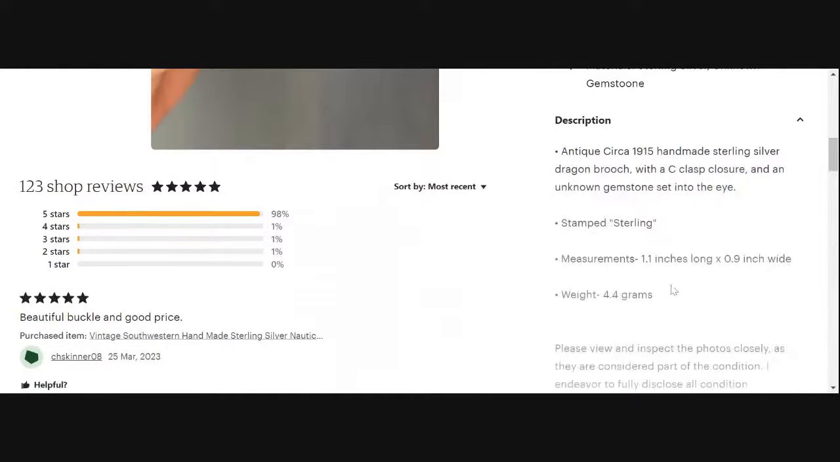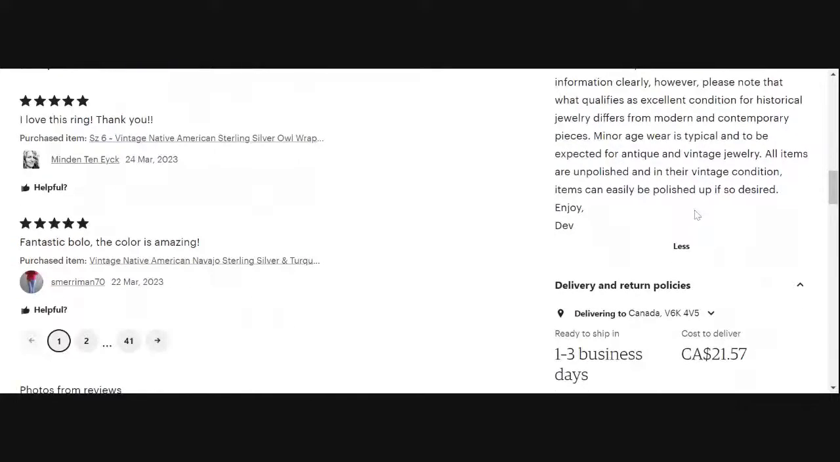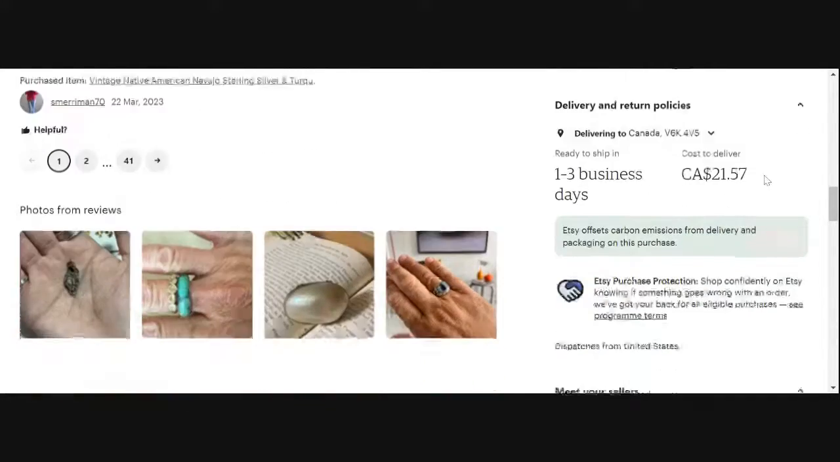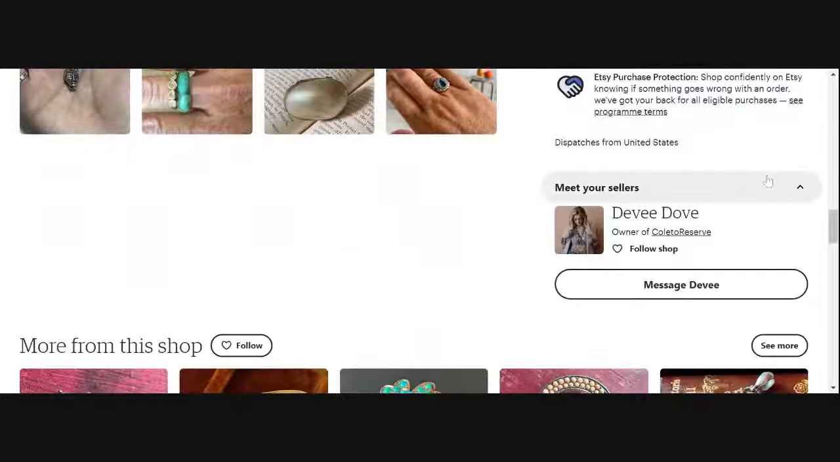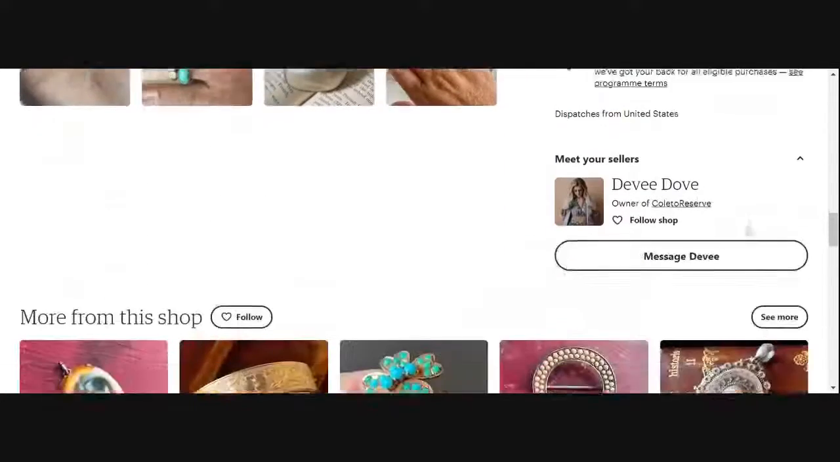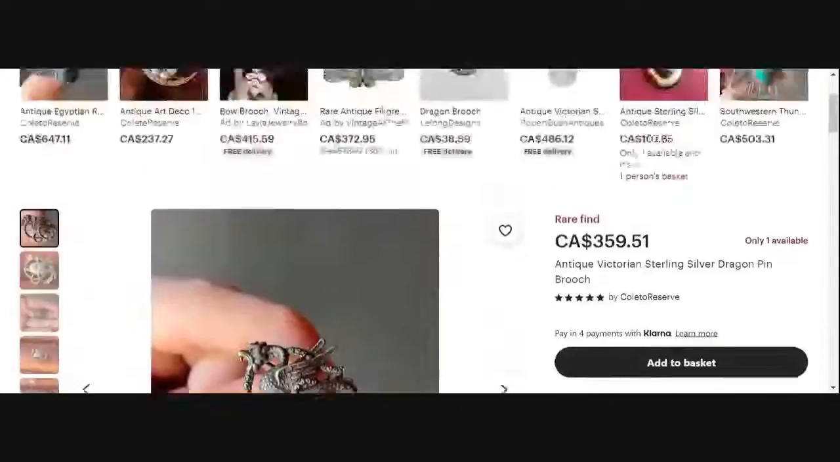Stamped sterling. 1.1 inches by 0.9, so quite small. Minor age wear and so on. Where are they shipping from? Devi Dove of Coletto Reserve is the store. So Coletto Reserve, in case you want to follow up on this one.